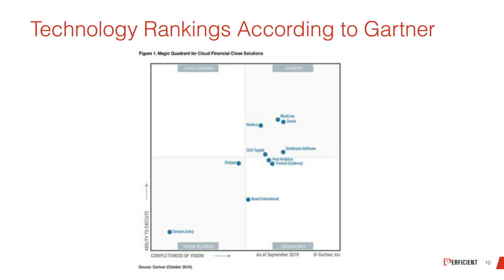And you can see up there in the top right-hand corner, which is where everybody wants to be, we've got several options. There's Oracle, Blackline, OneStream. So a lot of organizations that can provide technology for you that can help with the period close. And I'll say this now about a technology solution.